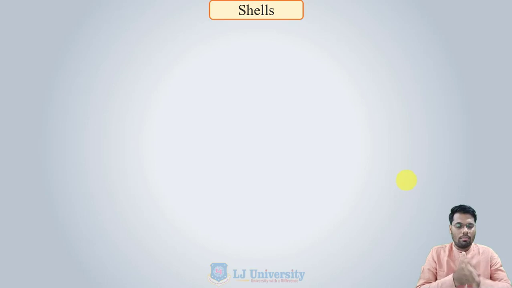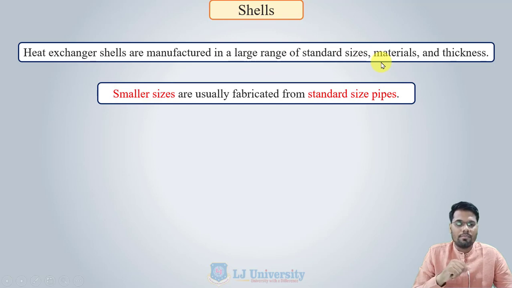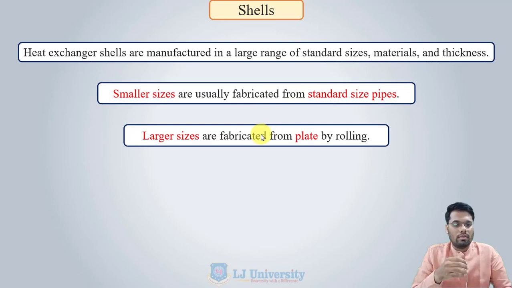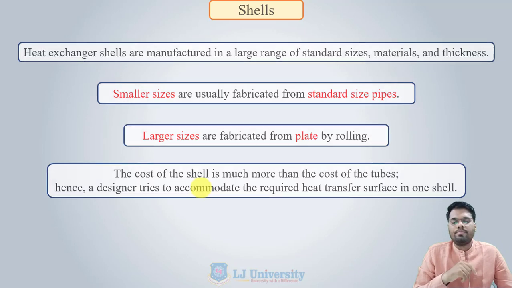Now we are going to discuss all the components in detail. First, the shell. There are a number of different types of shells, and heat exchanger shells are manufactured in a large range of standard sizes, materials and thicknesses. Smaller sizes are usually fabricated from standard size pipes, and larger sizes are fabricated from plate by rolling, according to the customer requirement. The cost of the shell is much more than the cost of the tubes. Hence a designer tries to accommodate the required heat transfer surface in one shell, because as the number of shells increases, the overall installation and fabrication cost of the heat exchanger increases.